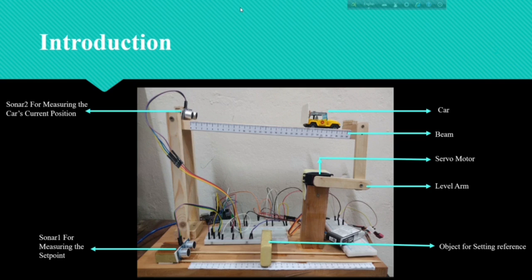The car is the object being balanced or controlled on the beam. Its position is adjusted by tilting the beam. The beam acts as the platform for the car. It tilts to control the movement of the car based on feedback from the sensors. The servo motor controls the angle of the beam. It adjusts the beam's tilt to move the car toward the desired position. Lever arm connects the servo motor to the beam, transfers servo motor's motion to tilt the beam. Object for setting reference is used to manually set or indicate set point position.